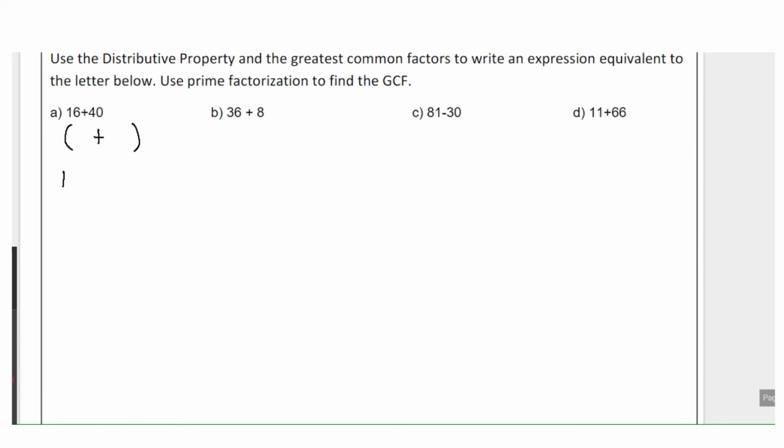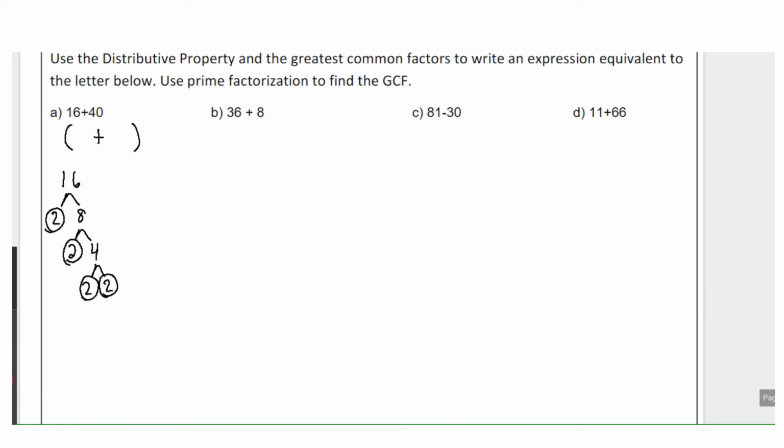So I'm going to do a prime factorization for 16. So we have 2 times 8 is 16. And then 2 is prime, so we circle it. 2 factors to make up 8 is 2 times 4, 2 and 4. I'm going to circle 2 because it's prime. 4 is composite, so I'm going to write 2 times 2. And these are prime numbers, so I'm going to circle them.